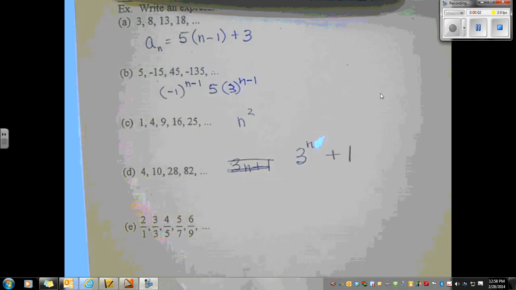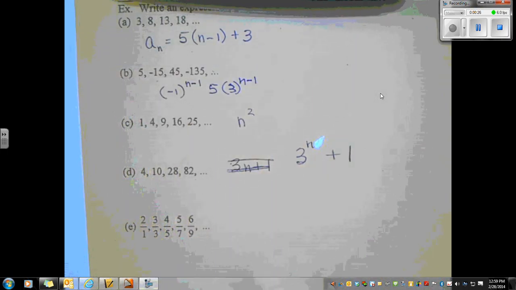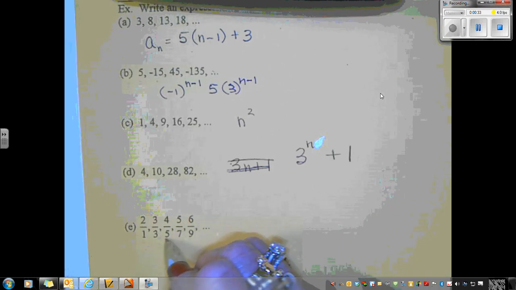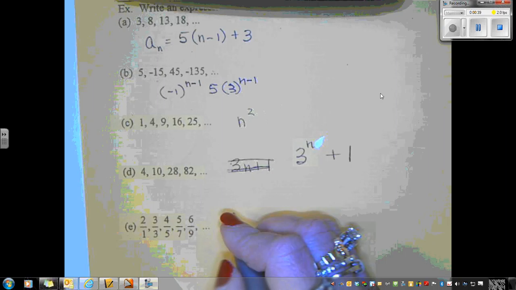C was n squared, because 1 squared is 1, 2 squared is 4, 3 squared is 9. Most of you should have gotten that one. The next one, they said, okay, if you really look at those, n plus 1 over something. N plus 1 over 2n minus 1. Actually, not 2. These are going up by 1, but these are going up by 2. Yeah, it's n plus 1.